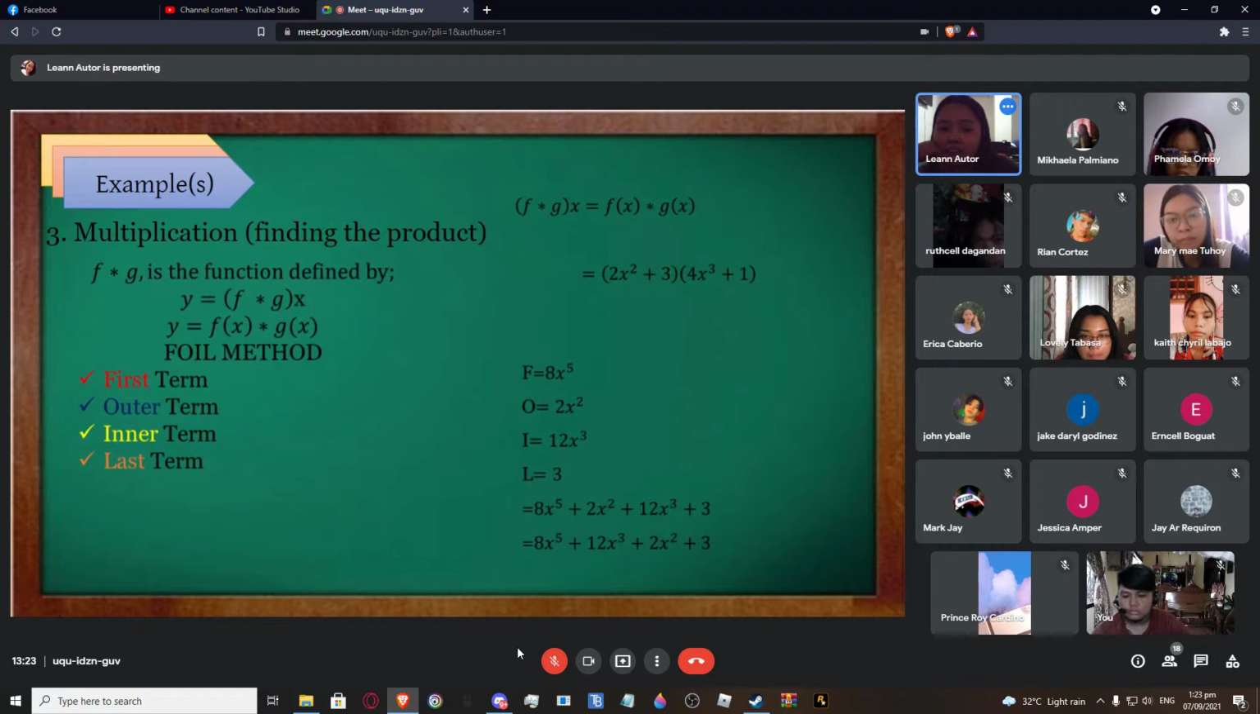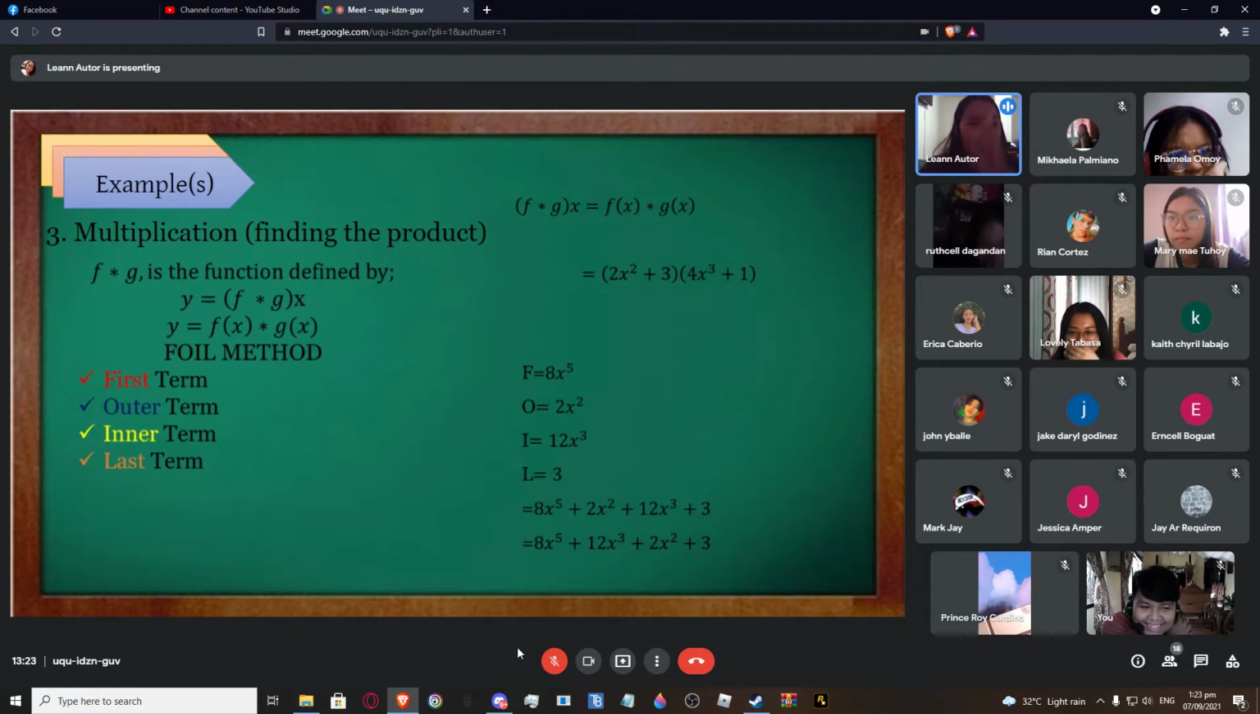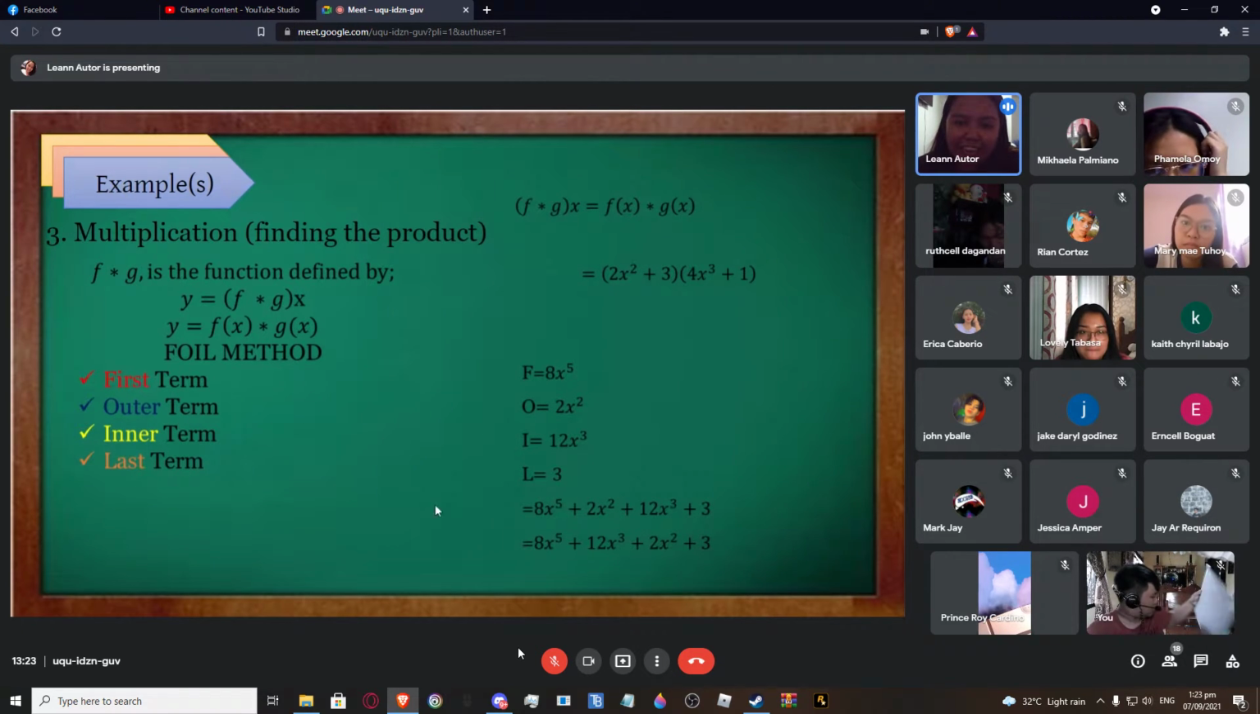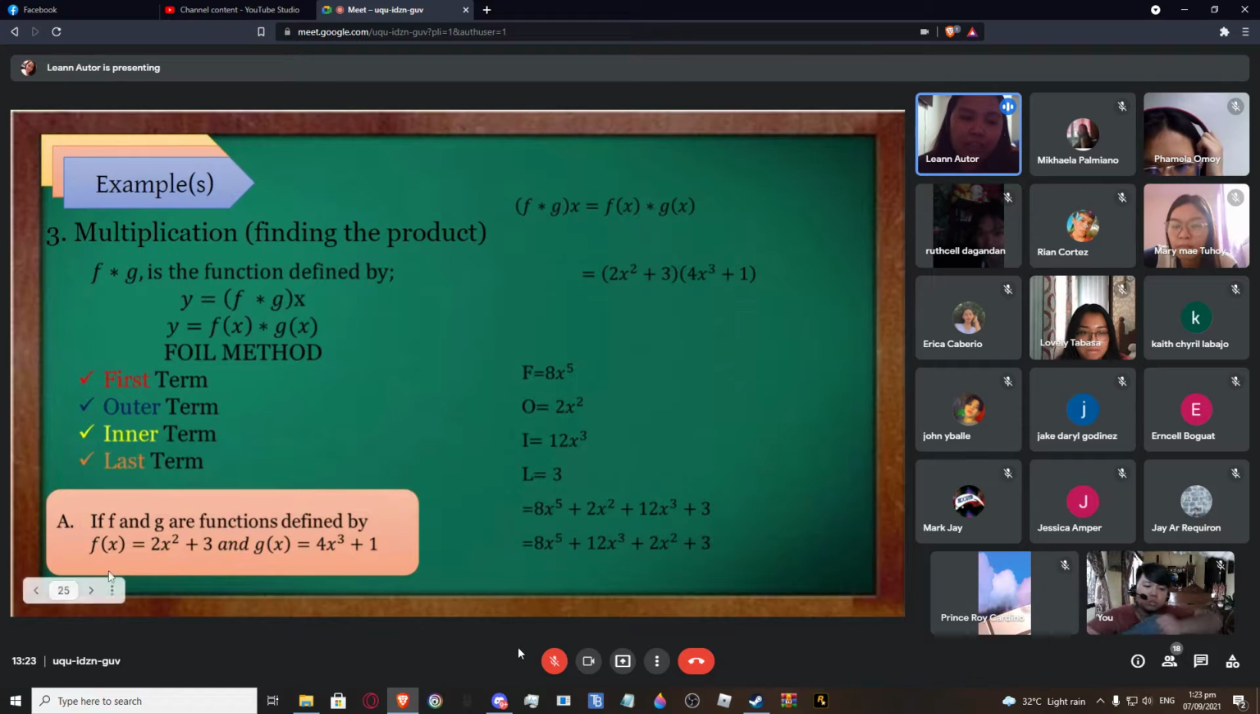Sige ha, ipakita sa inyo kung unsaon nato ni. So given again the functions f of x and g of x, given na siya daan.